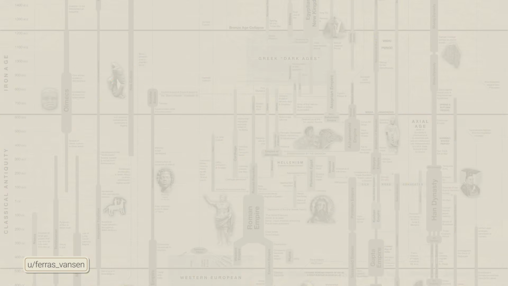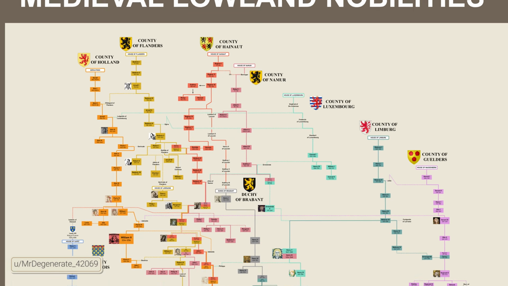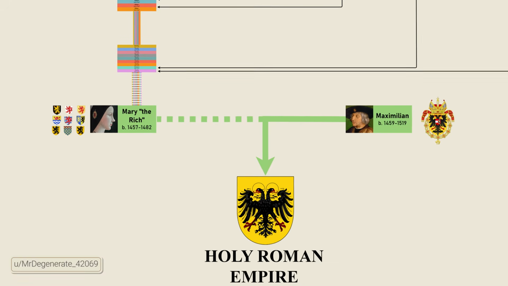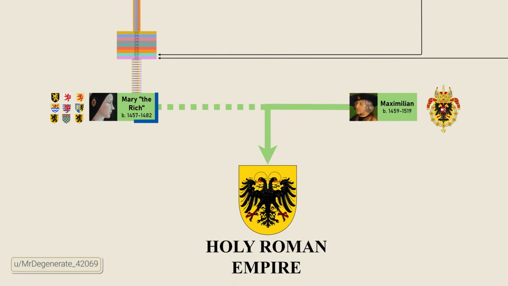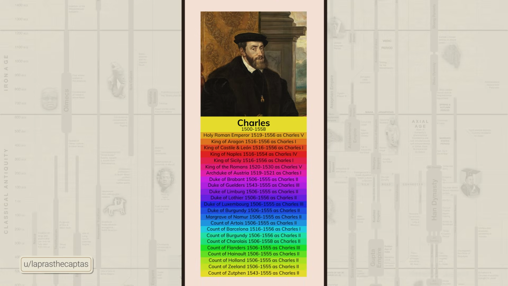Moving along, we also have this chart on the nobility of the Netherlands. Not the modern kingdom of the Netherlands, but rather the medieval region known as the Low Countries. It shows how 9 different realms all eventually became inherited by just one person, a woman aptly named Mary the Rich. This ended up having a big impact on early modern history because she married Holy Roman Emperor Maximilian, and their son married the heir of both Aragon and Castile, resulting in this man, Charles V, ruling most of Europe.